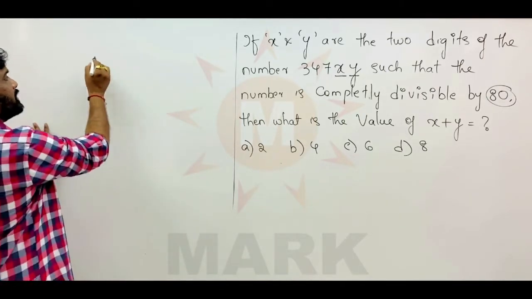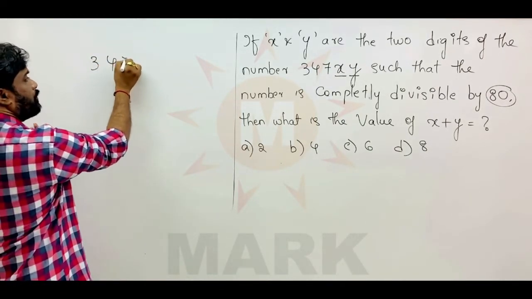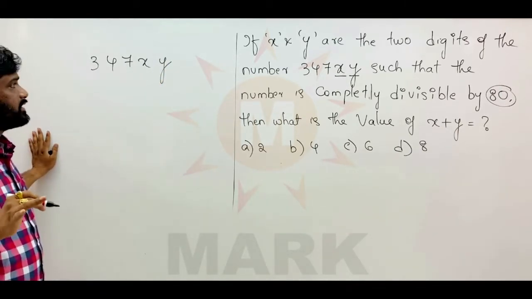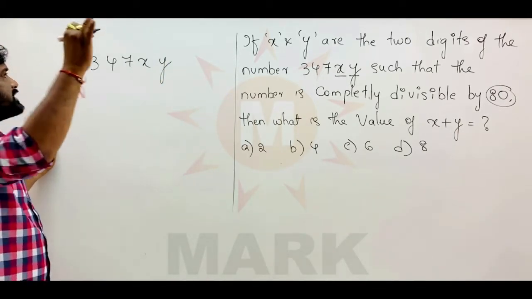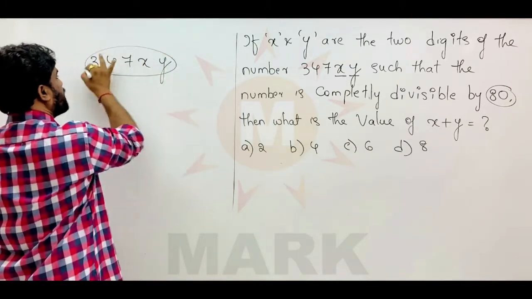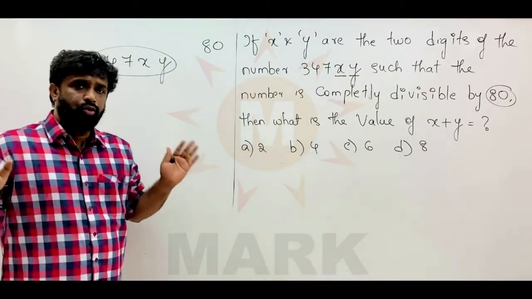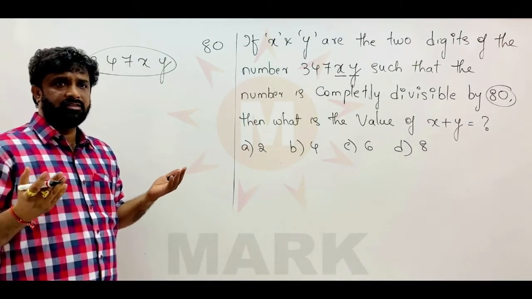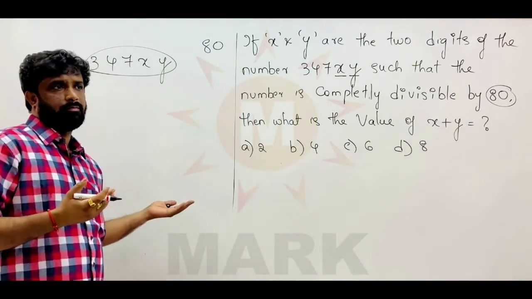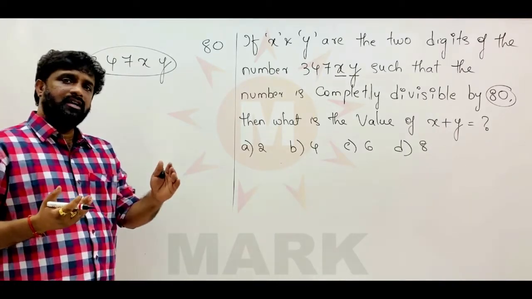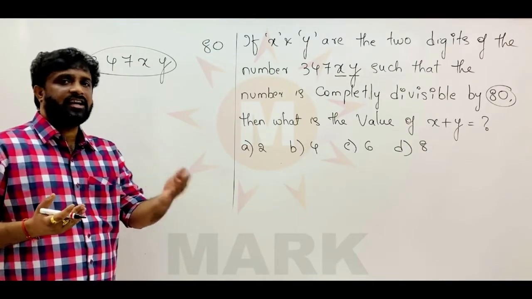Friends, clearly it is given here 347xy is the given number. And one more thing is that they are telling us this entire number is divisible by 80. Friends, you know very well, if a number is divisible by a divisor, then it will be divisible by its factors also.